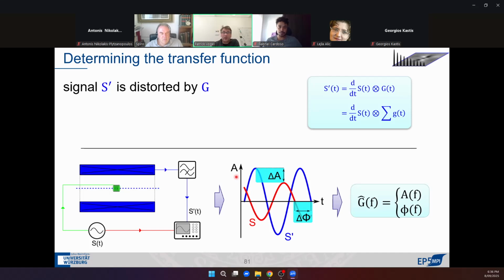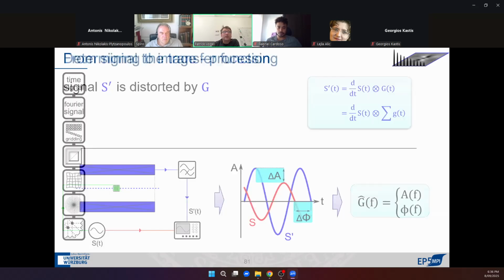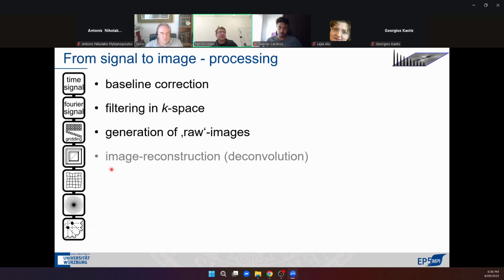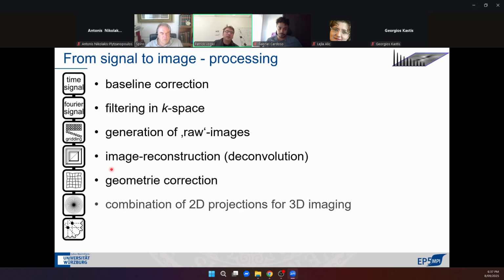This is one of the most important steps in an MPI scanner system. For example, the Bruker MPI system has its own robot built in, and you have to do that every time before you can measure with these systems. But there are many more different steps to do. For example, baseline correction, filtering in K-space, generating the raw images when you're using TWMPI systems, then of course the imaging process itself, geometry correction, combination of 2D projections for 3D imaging, and also the 3D image reconstruction process.